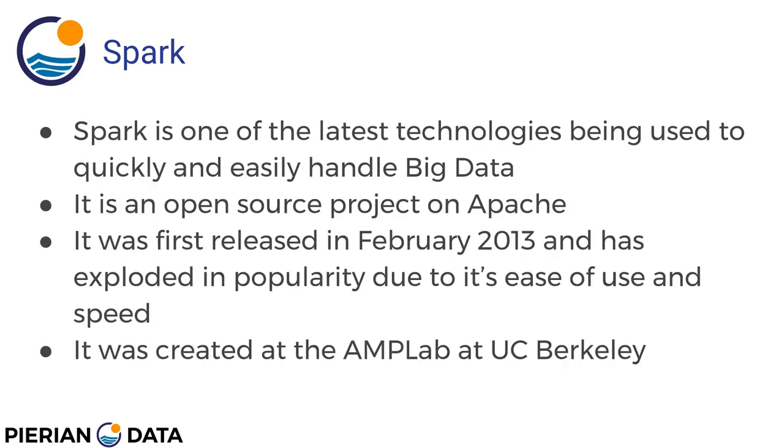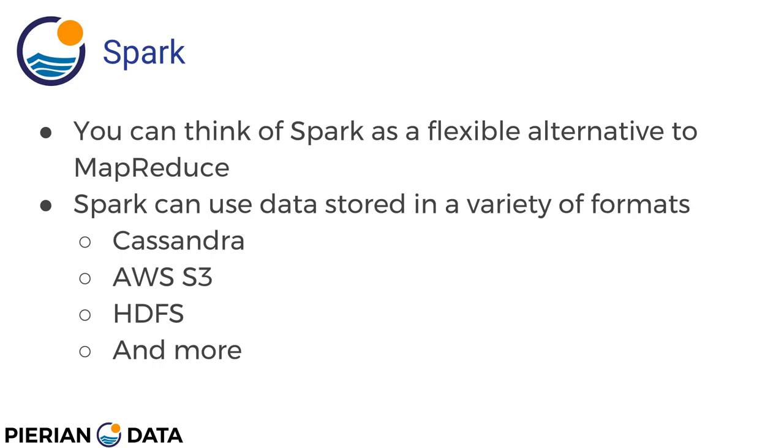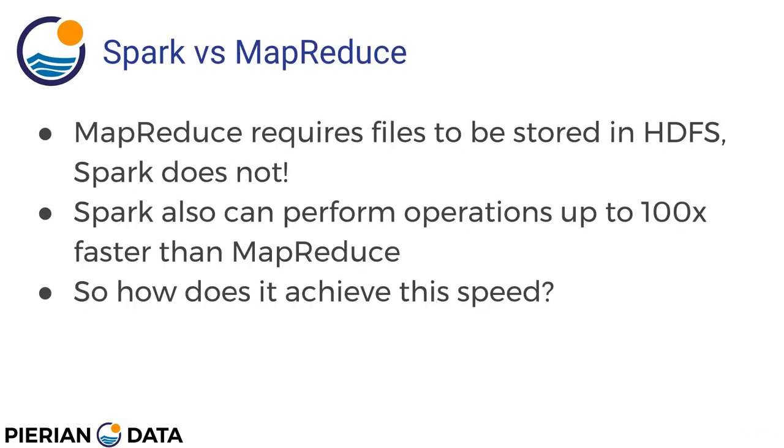Spark is one of the latest technologies being used to quickly and easily handle big data. It is an open source project on Apache, so you have access to all the source code, and it was first released in February 2013 and has exploded in popularity due to its ease of use and its speed. It was created at the AMP Lab at UC Berkeley. You can think of Spark as a flexible alternative to MapReduce. So don't think of it in terms of Hadoop versus Spark, but instead MapReduce versus Spark. Spark can use data stored in a variety of formats, including things stored on Cassandra, AWS S3 storage, the Hadoop Distributed File System, and more. Now let's take a little bit of time to discuss Spark versus MapReduce.